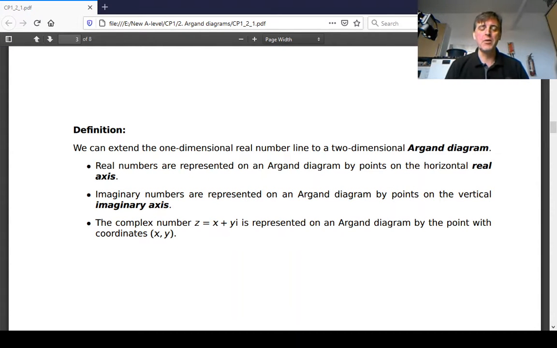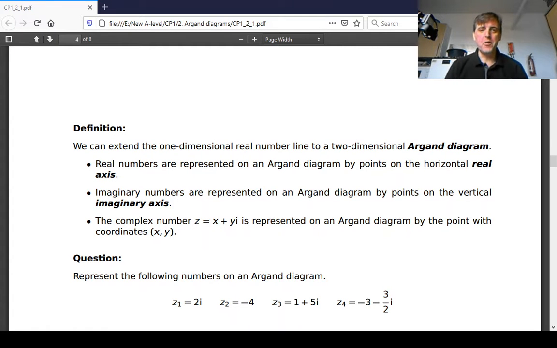So this is a way that we can have a position, if you like, for our complex and imaginary numbers. When we do this sort of thing, when we extend our real number line to a two-dimensional diagram like this, we call that an Argand diagram. It's named after a French mathematician called Argand, who had the idea to do this. Our real numbers live on the real horizontal axis, and our imaginary numbers live on the vertical imaginary axis. And any complex numbers, a bit like coordinates, we can put on the Argand diagram that way.